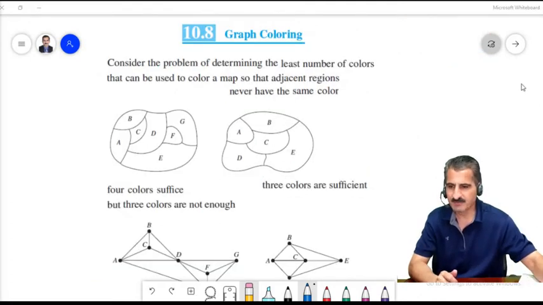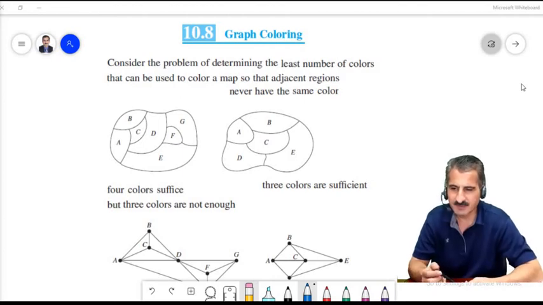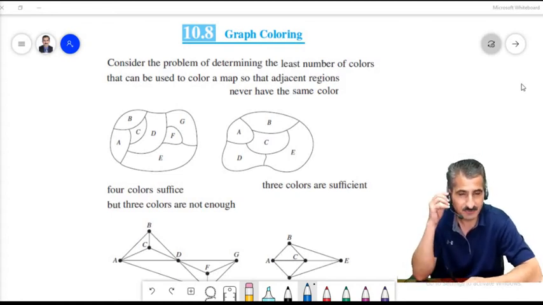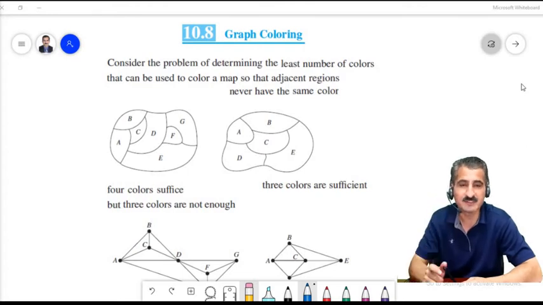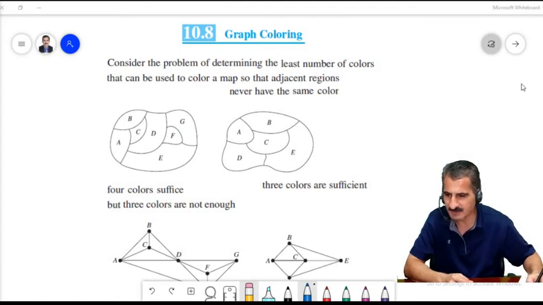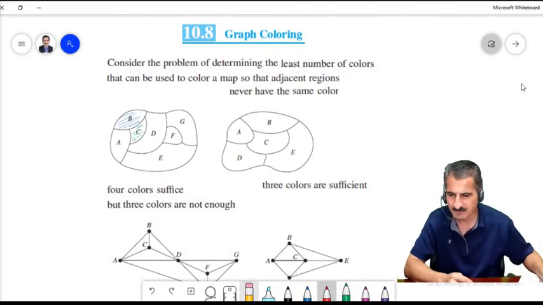So, graph coloring. The idea here is how to color the regions drawn in a plane so that no two regions have the same color. Sorry, no two adjacent regions have the same color. Okay, so if we want to play with that, let's give this blue. Let me give this red. Then I cannot give C either blue or red, so green. Sorry, I will give it red.